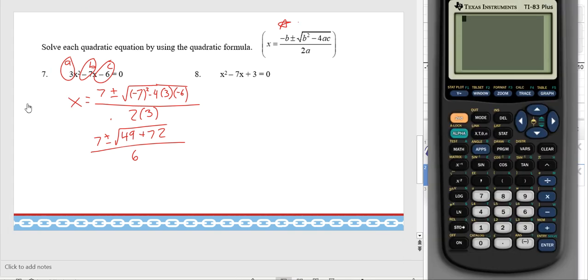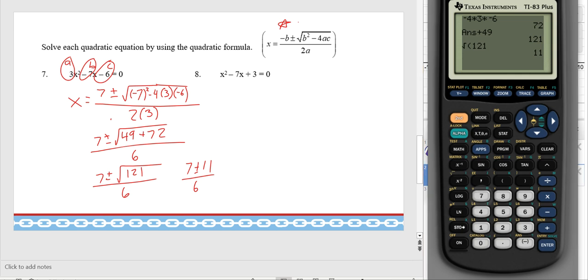You can see I switched over to my TI-83. It's a little easier to do this computation work on, right? So the -4 times 3 times the -6 is still 72, and then I can just go ahead and add the 49 like that. So I get 7 plus or minus square root of 121 over 6. Then square root of 121 is 11. So 7 plus or minus 11 over 6.